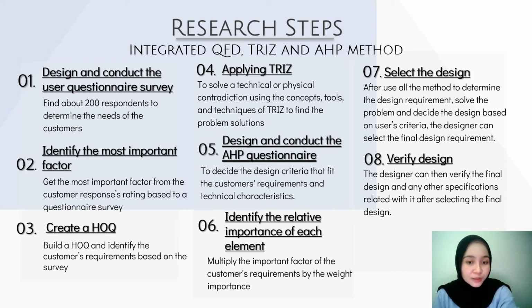After that, to decide the design criteria that fit the customer's requirement and technical characteristic, the AHP questionnaire will be conducted. And in the next step, we will identify the relative importance of each element by multiplying the important factor of the customer's requirement. Lastly, the last step is to select and verify the design. The designer can then verify the final design and any other specification related with it after selecting the final design.